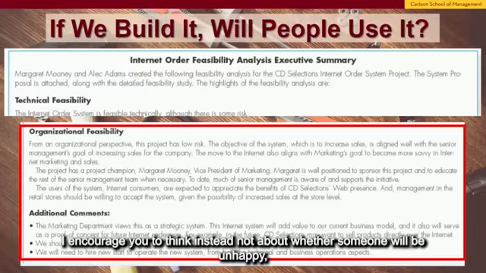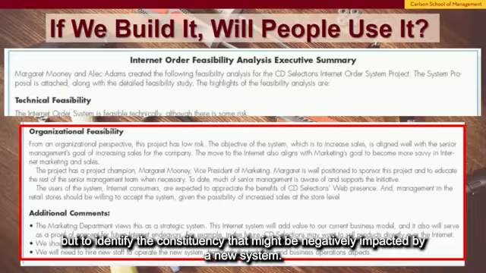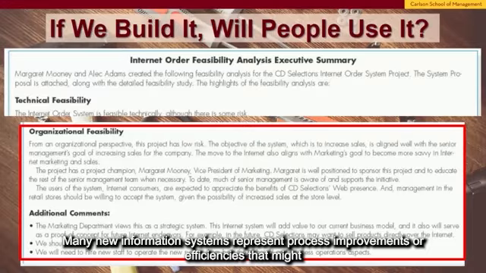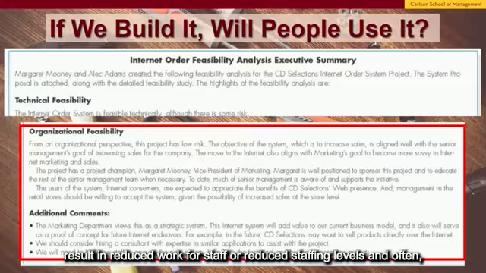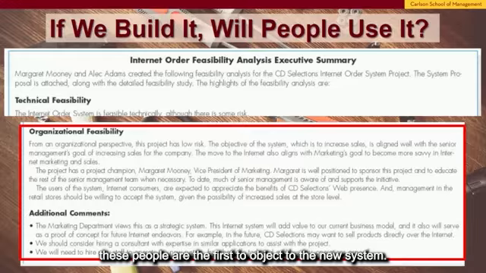and so I encourage you to think instead not about whether someone will be unhappy, but to identify the constituency that might be negatively impacted by a new system. Many new information systems represent process improvements or efficiencies that might result in reduced work for staff or reduced staffing levels, and often these people are the first to object to the new system.